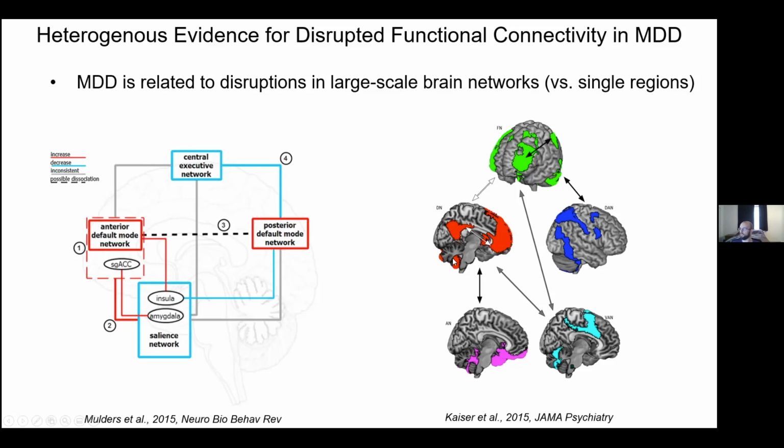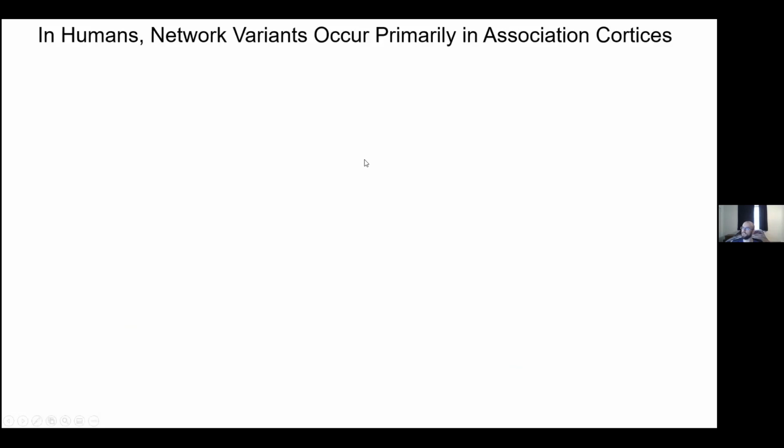So Kaiser says that there's hyperconnectivity between the frontal parietal network and the default mode network. And the most similar network in Mulders' review is the central executive network, and he actually finds decreased functional connectivity between the default mode network and central executive. So there's a lot of disagreement here about what the functional connectivity correlates are of MDD, and this probably has a lot to do with the heterogeneity in symptoms I just mentioned earlier, but also heterogeneity in individual functional connectivity.